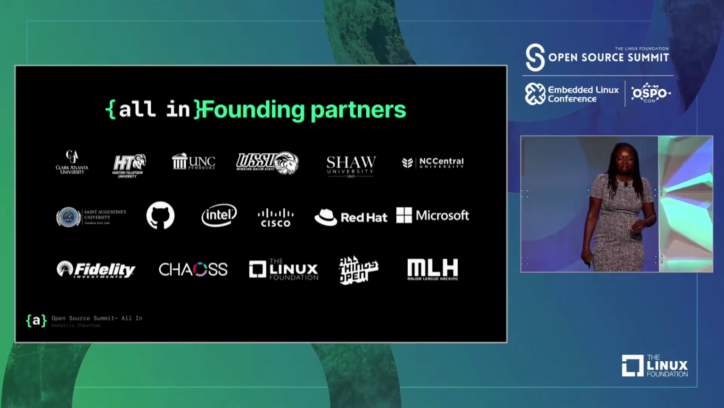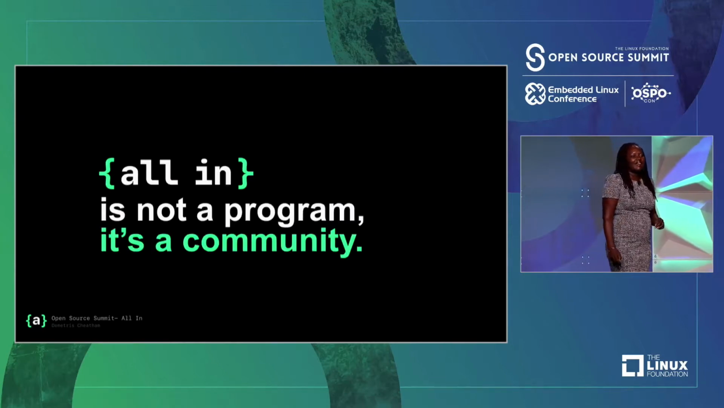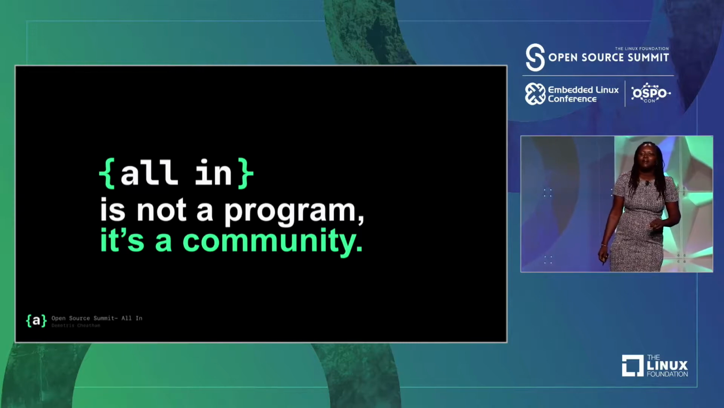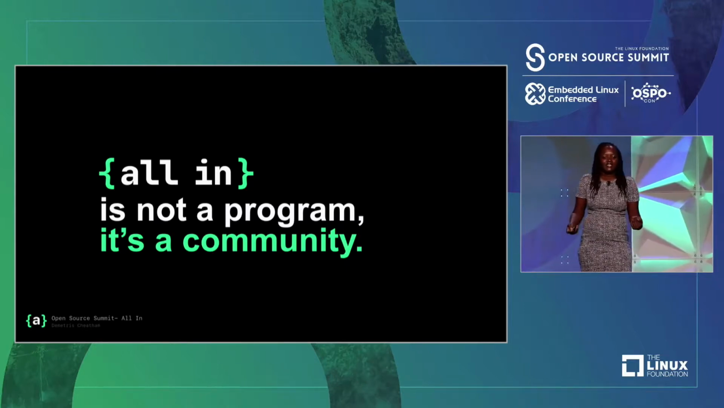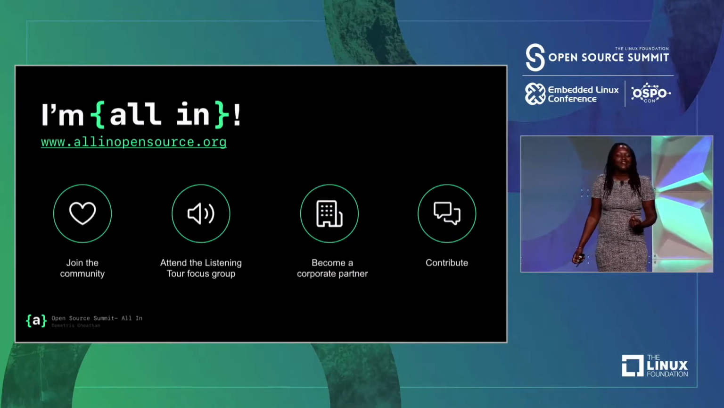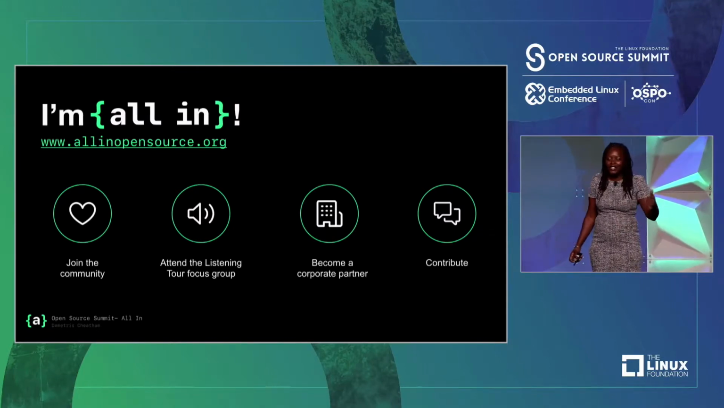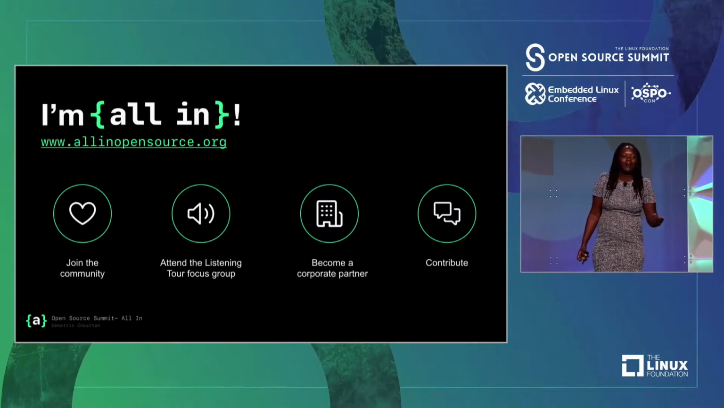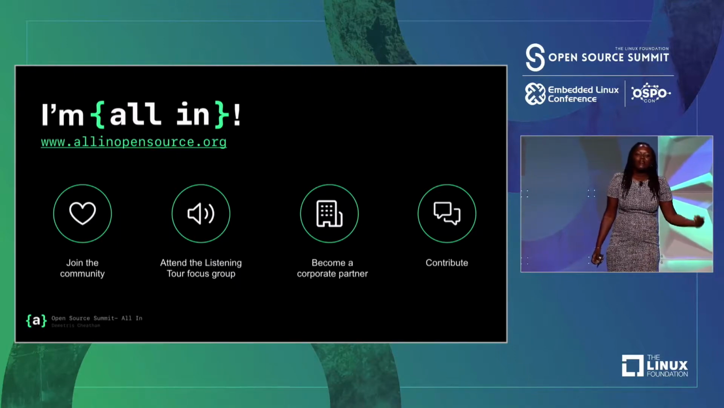So the one thing that I want you all to take away today: All In is not a program or a set of programs. It's a community. And a community is made up of all of you, of all of us. So to join us, go to www.allinopensource.org, join the community, attend the listening tour later today, become a corporate partner, contribute where it counts, no matter who you are. We have work to do.